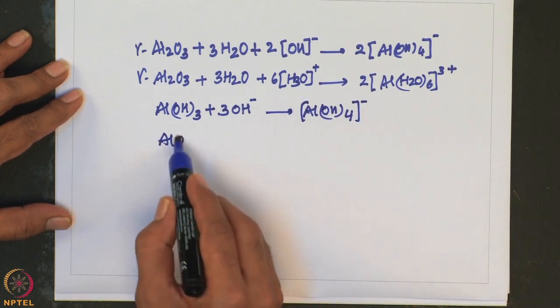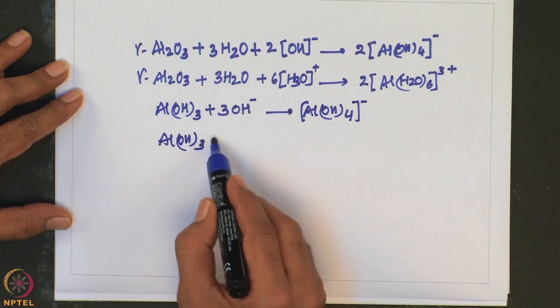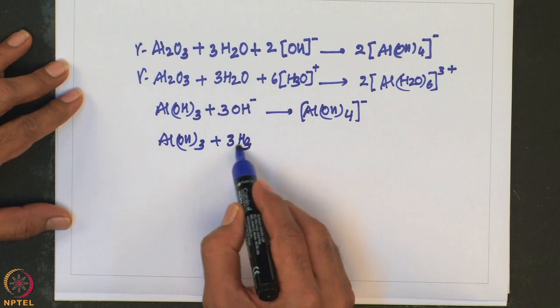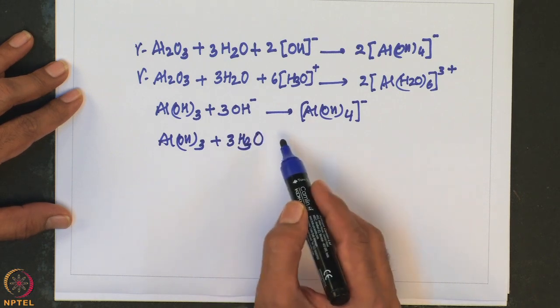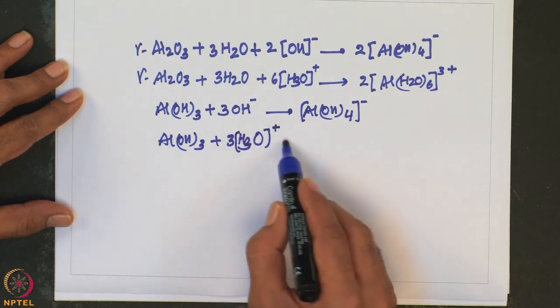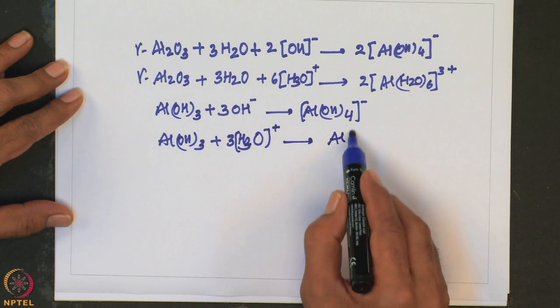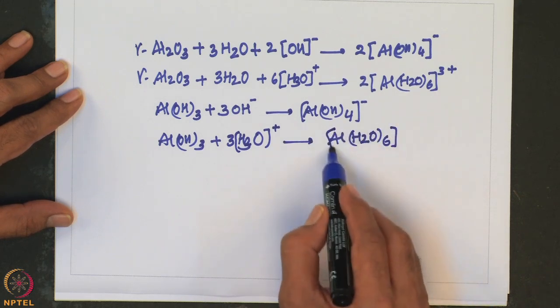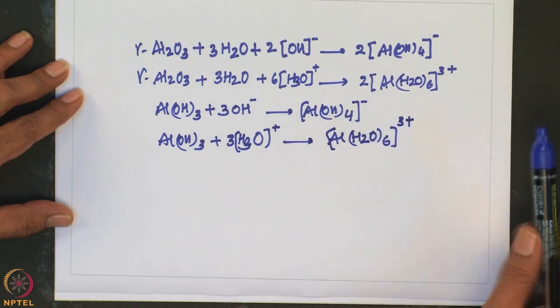Similarly, if we treat it with some of these, these reactions simply show the amphoteric nature of aluminum oxide as well as aluminum hydroxide. Now, let us look into the oxides of gallium, indium and thallium.